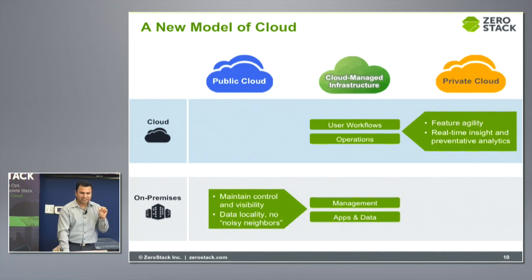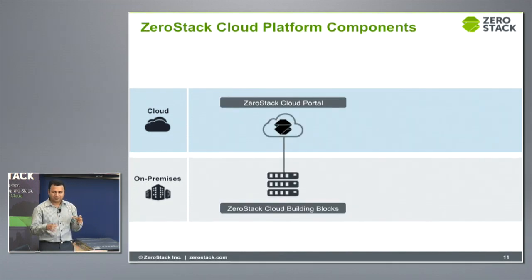So let me just double click on this and talk a little bit about what the two exact components here are. To build the on-premises cloud, we have a ZeroStack Z block, or the cloud building block, which is the box right here. And this is basically the building block for a cloud. All you need to have a cloud is this box. You can start with one, and you can keep adding as many as you want.